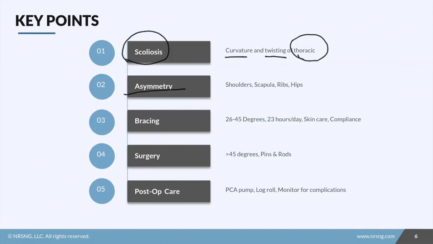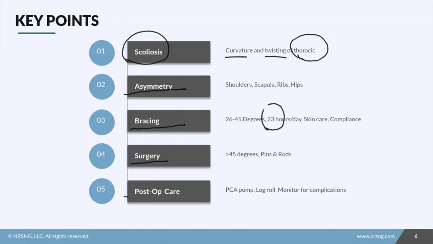Moderate scoliosis, which again is 26 to 45 degrees, is going to be treated with bracing. Remember, compliance is a big deal because they've got to wear this brace for 23 hours a day. Severe cases of scoliosis are going to need to have surgery, and this is where pins and rods are placed in the spine to straighten it. And remember, it's a pretty big surgery.